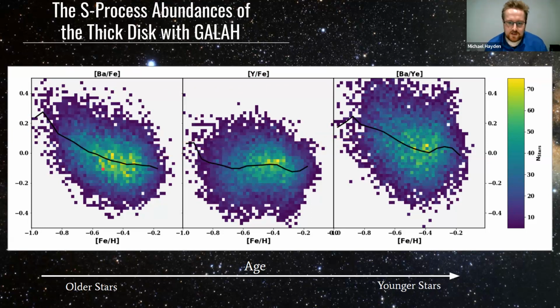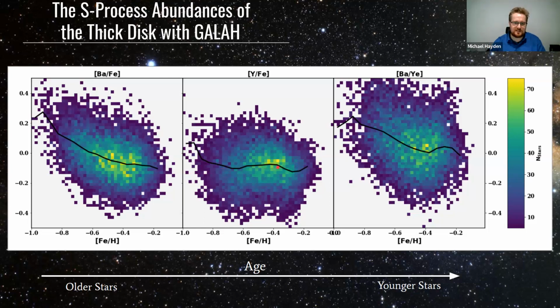And so what you see is that for the oldest thick disk stars, only massive stars can have contributed at this time to produce s-process elements. And you can see the barium is dropping very rapidly, and somewhere around [Fe/H] of -0.4, it flattens out. And at this metallicity is when lower mass stars, 2 to 3 solar mass stars, can start to contribute. But you can see yttrium is more or less flat for the whole time.